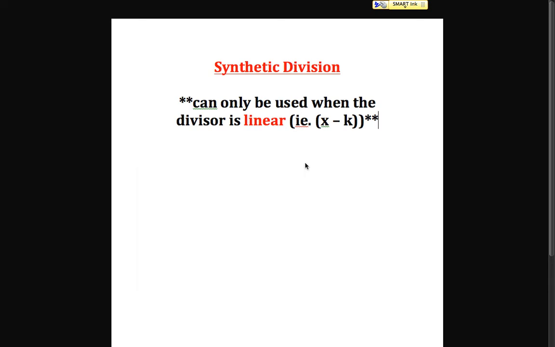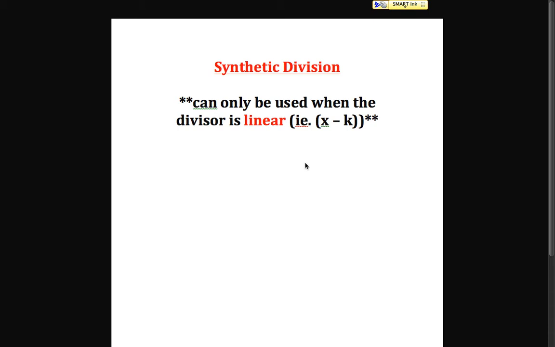So synthetic division is another way that we can do division, and it tends to be a quicker, more efficient way to do division, and it's going to help us decide quicker whether or not what we're dividing by is a factor of the polynomial. So we're going to see that in play in just a moment.